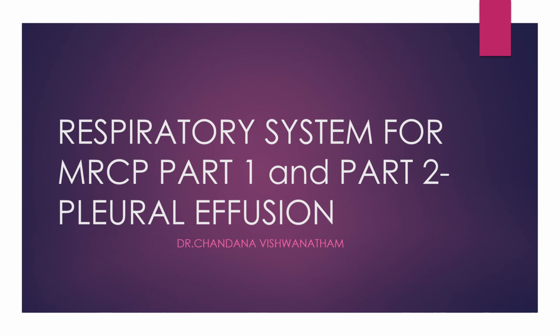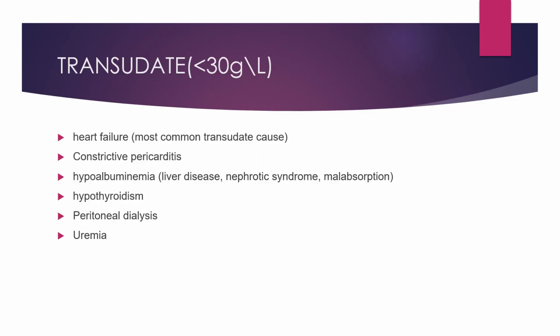The topic for today is pleural effusion. This is a very small topic and there are few MCQs that have been asked from this topic. So mainly you have to remember the causes of transudative and exudative pleural effusion. Transudative pleural effusion is when the pleural fluid protein concentration is less than 30 grams per liter and exudative is greater than 30 grams per liter.